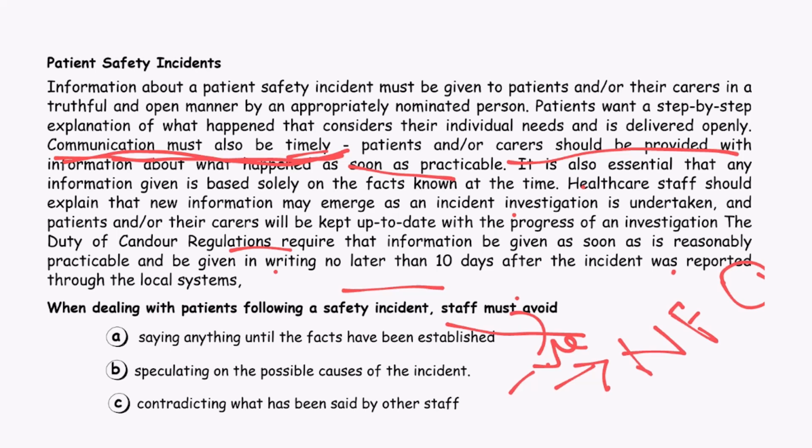Then look at the second answer option, speculating on possible causes of the incident. Speculating is nothing but just explaining about the possible causes of the incident. So in the passage, did they give any information about the possible causes of the incident?